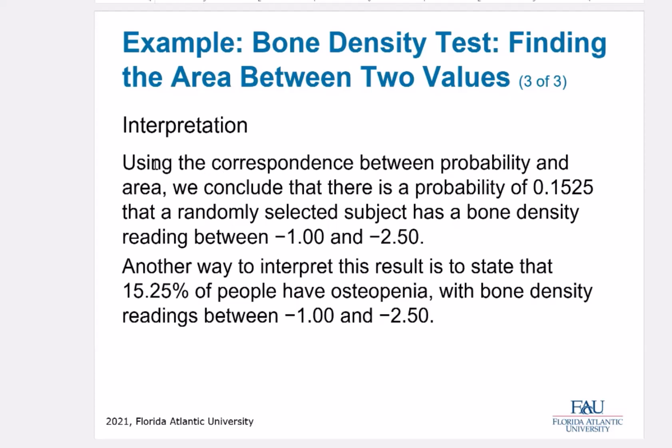Interpretation: Using the correspondence between probability and area, we conclude there's a probability of 0.1525 that a randomly selected subject has a bone density reading between -1 and -2.5. Another way to look at it is to say that 15.25% of people have osteopenia with bone density readings between -1 and -2.5.